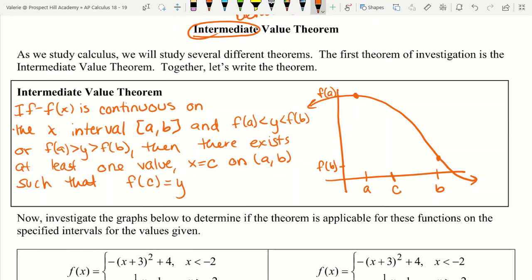Remember that we said that y is going to be in between the f of a and f of b, right? So we're basically saying that if our graph is continuous, then on the interval a to b, there exists some c value where if we were to look at our graph, f of c would be between our f of a and our f of b values. So basically there's a point in between a and b where the y value is going to be in between the y values of a and b.